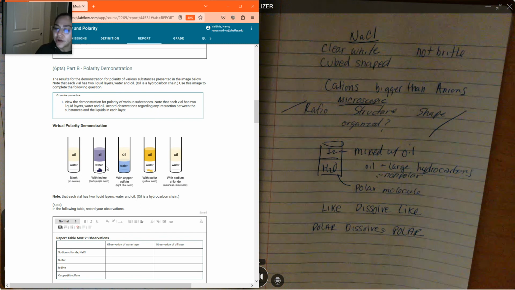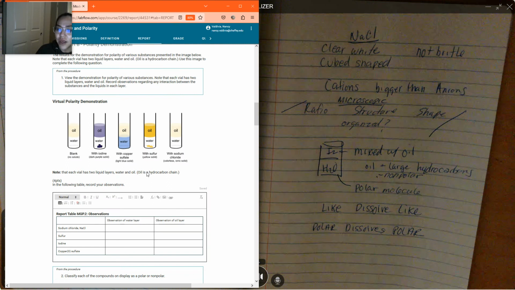So you want to describe that the iodine mixed with the oil, and this was evident by the purplish color in the oil, and the water was still clear. You also had your purple crystals of iodine inside the water, which indicate that the iodine is not dissolving in the water. Okay. And you can see the difference between these other ones where copper sulfate did dissolve inside of the water.